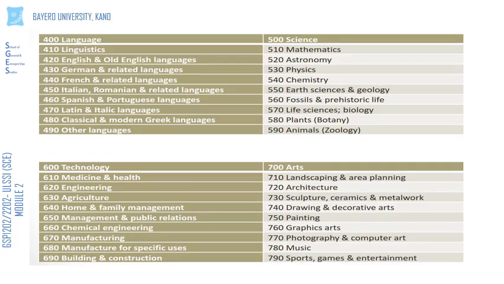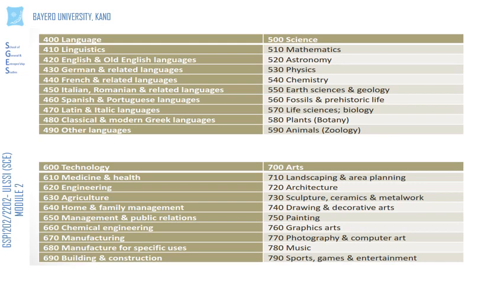The 400, which is the other class, also falls into language. 400 is the main class, language. Under it, we have 410 linguistics, 420 English and Old English language, 430 German and related language, 440 French and related language, 450 Italian, Romanian and related language, 460 Spanish and Portuguese language, 470 Latin and Italic language, 480 classical and modern Greek language, 490 other languages.